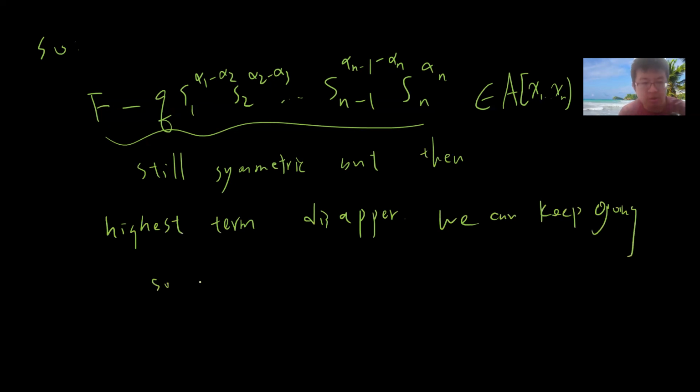Since f is a finite polynomial, right? So it always terminates. So each time you keep going, and finally you prove that f is written as a polynomial in the elementary symmetric polynomials. Yeah, this is the proof.